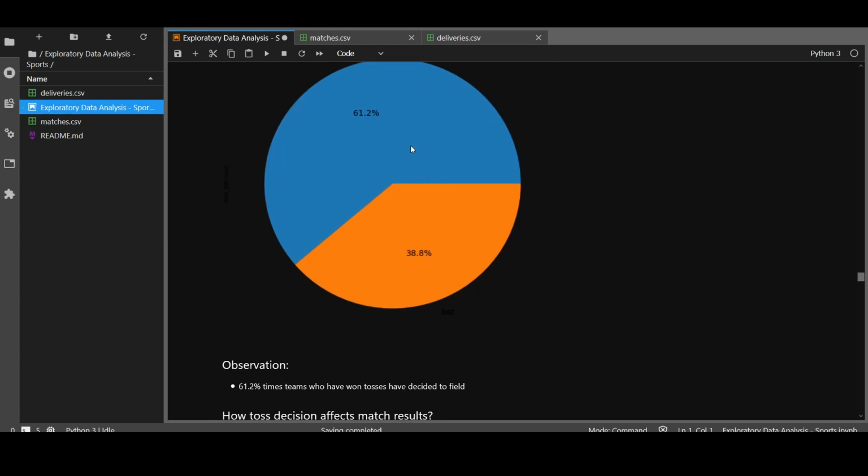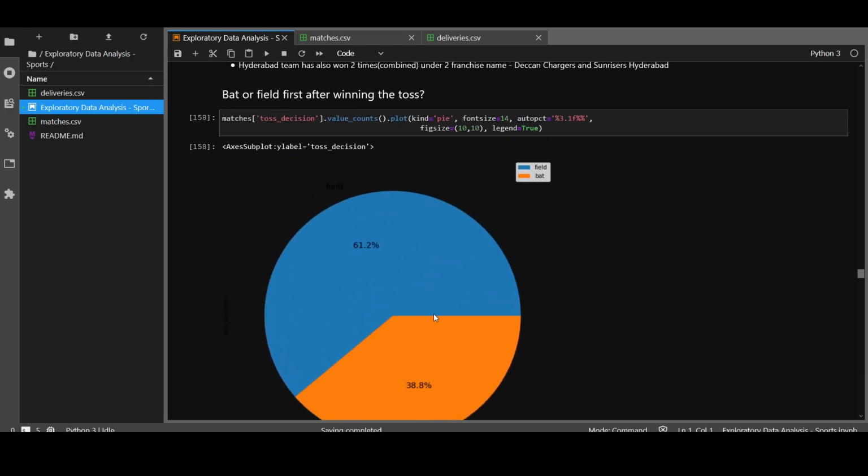So this is the observation. The teams have chosen, 61.2% of the times, the teams who have won tosses have decided to field. This is the field, by the way. This is the batting.